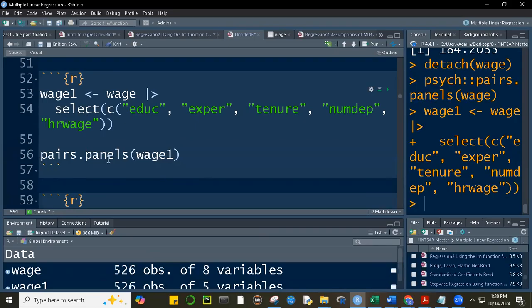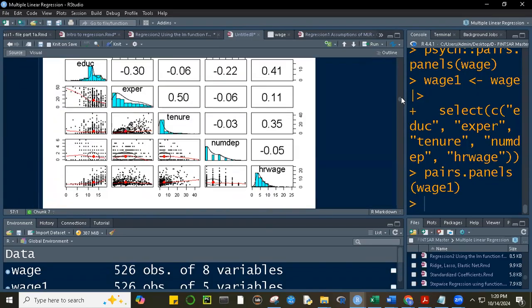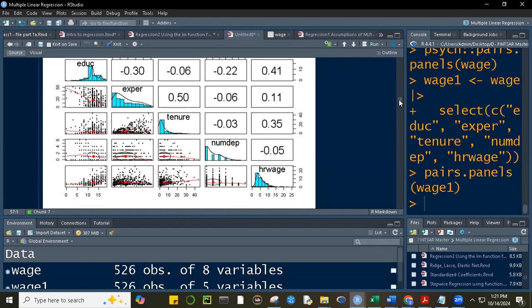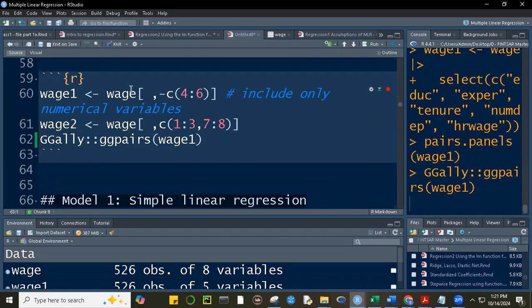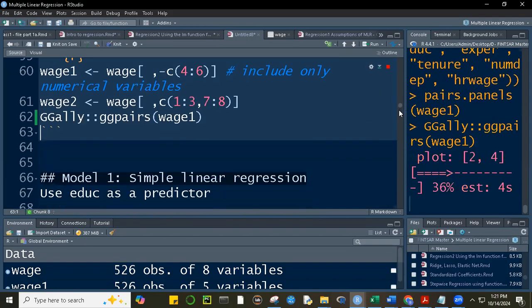And then, I once again did the pairs.panels. And you can see now that, okay, you only have here the relevant variables. Okay. So another way to do this is to make use of the ggpairs function from GGally. So I'm going to run this. Okay, this is a lot better than the pairs.panels.